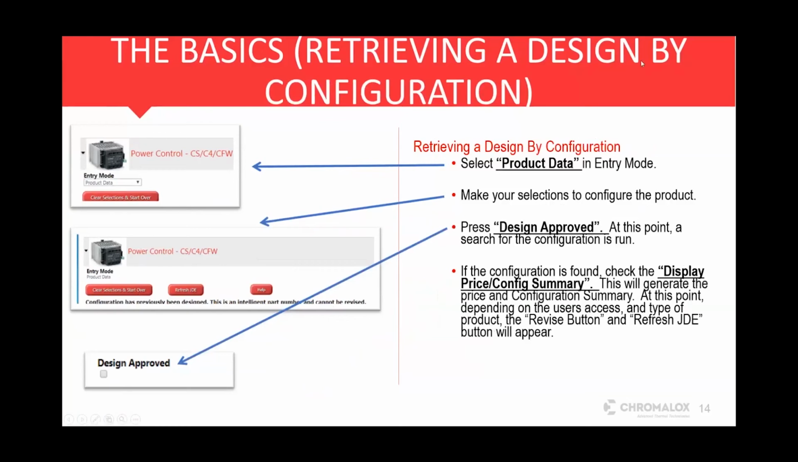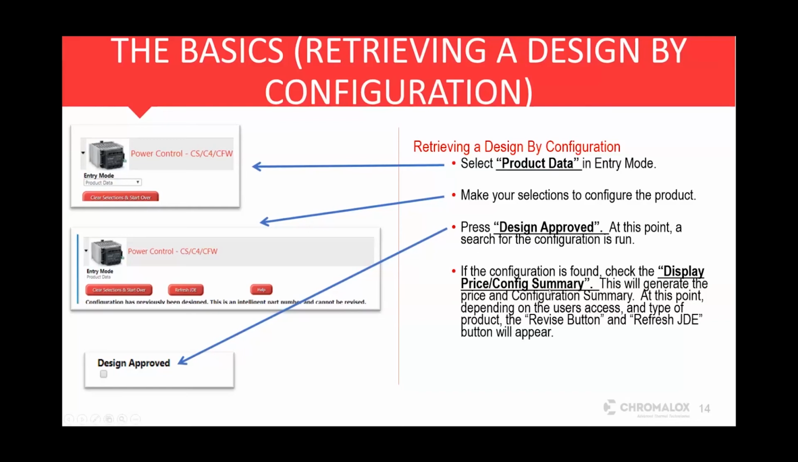Retrieving a design by configuration. This is, again, just like Aptean. You select product data. You make your selections to configure the product. Once you get the message that it's a valid design, you press Design Approved, and then it will run a search to see if the part number exists. If the configuration is found, check the display price configuration summary.